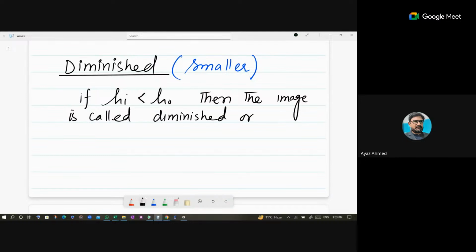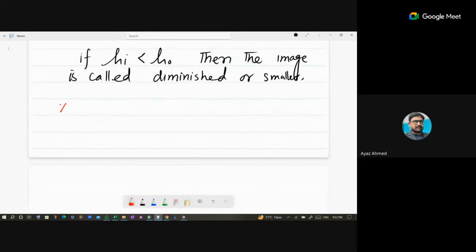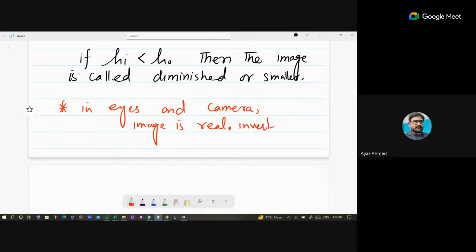And you know where we have this property, in our eyes and camera. Image is real, inverted, and diminished, I mean smaller. You have to remember this. This is very important. This is asked so many times.